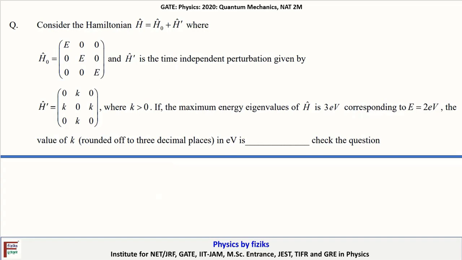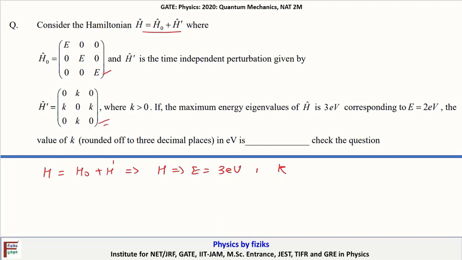So in this question we have been given Hamiltonian H0 and H dash. The H0 matrix is this, and the perturbation matrix is given as this. Now the question is saying the maximum eigenvalue of H, that means H is defined as H0 plus H dash, and the eigenvalue corresponding to H is 3 eV. We have to determine the value of K, rounded off, in eV.